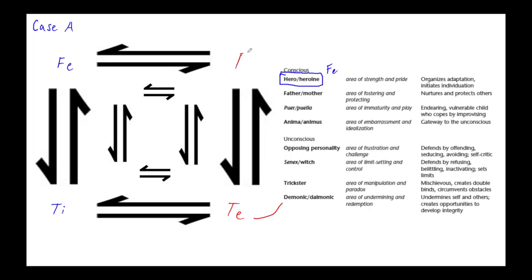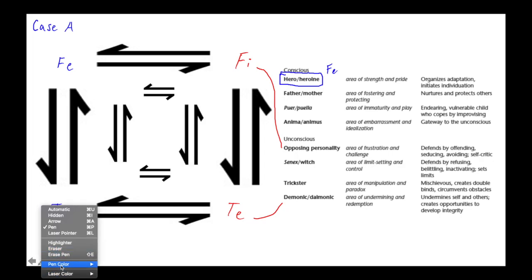Okay, is he a dominant extroverted feeler? Is that his hero or dominant function? In that case, we would have to say that his inferior function is introverted thinking. For the auxiliary, we could have Ni or Si, and for the opposing, which would be the first shadow function, we should say that's Fi or Te. All right, that's case A.